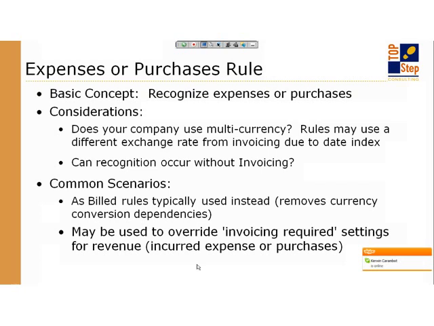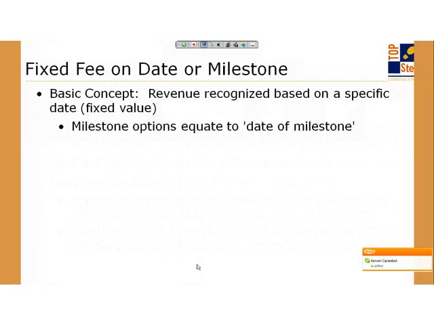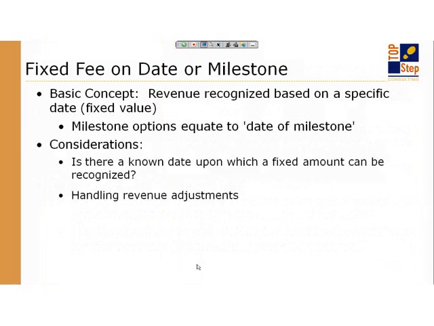And the last one is fixed fee on date or milestone. Again, this is probably, in addition to the As-built rule, the simplest, but there's not much you can do with it. You put a date in there and an amount, and that's when you can recognize the revenue.